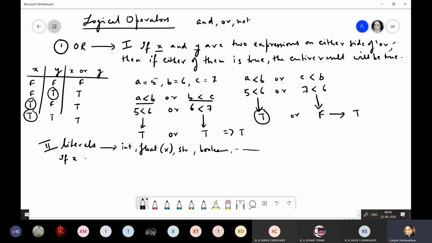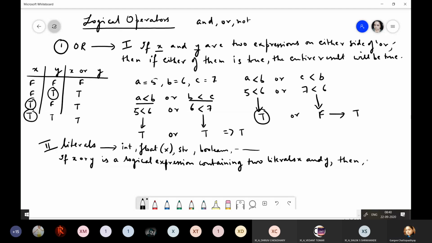If x or y is a logical expression containing two literals x and y, then if x is true, then x is returned. If x is false, then y is returned.